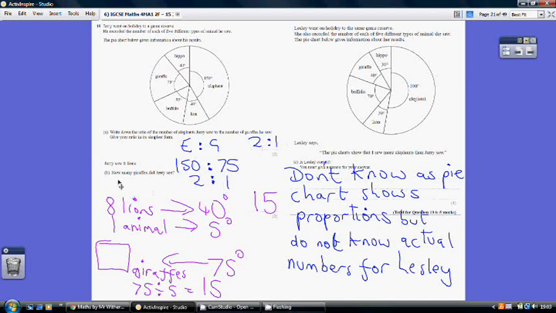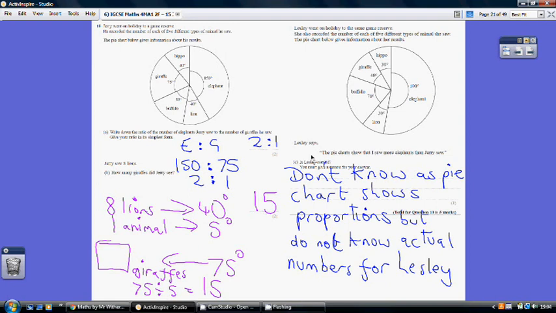Now for part B, we're using the fact that Jerry saw 8 lions. So the lions is 40 degrees. Now this represents 8 lions, 8 animals. So 40 degrees is 8 animals. So how many degrees for one single animal? Well, we have to divide both by 8. So we can see that one animal is represented by 5 degrees. Now for the giraffe, we can see this is represented by 75 degrees, but it's 5 degrees for every animal. So we have to do 75 divided by 5, so 15 giraffes.